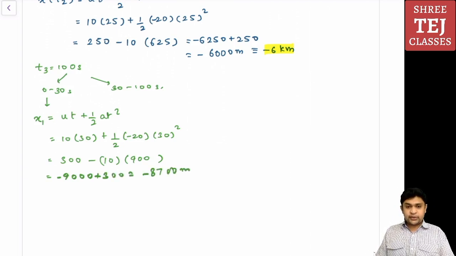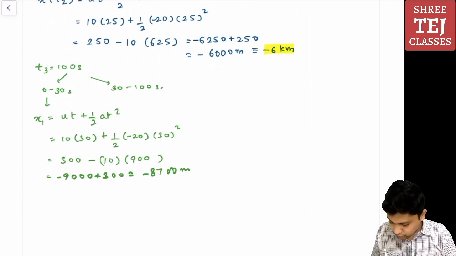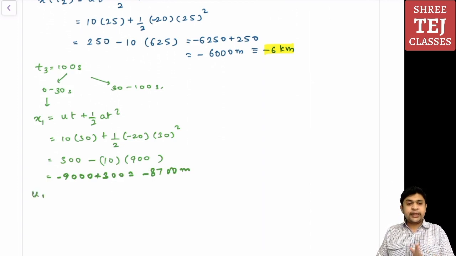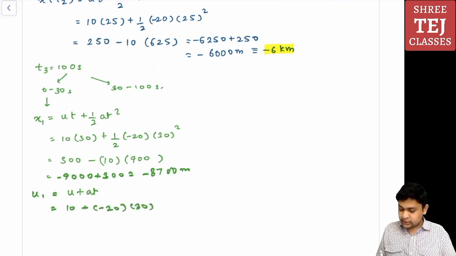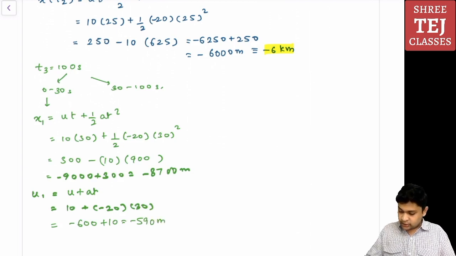Minus 8700 meter. Now what would be u1? u1 is the velocity at the end of 30 seconds. It would be u plus at. So it would be 10 plus minus 20 into 30. So this would be minus 600 plus 10, minus 590 meters per second.